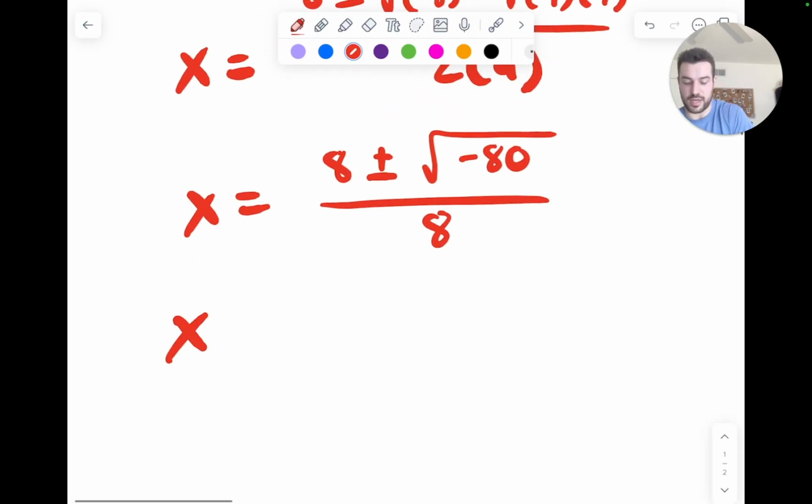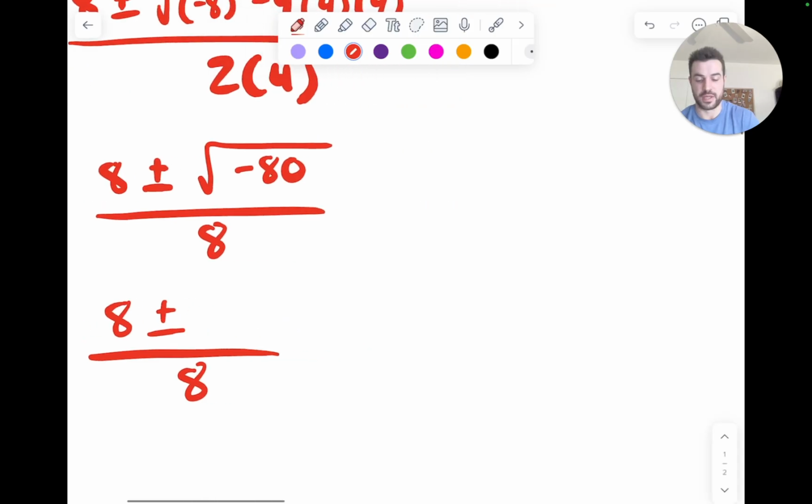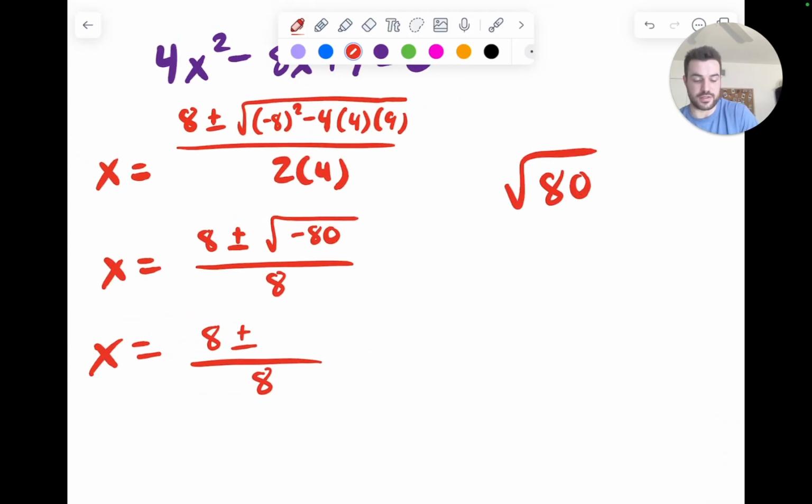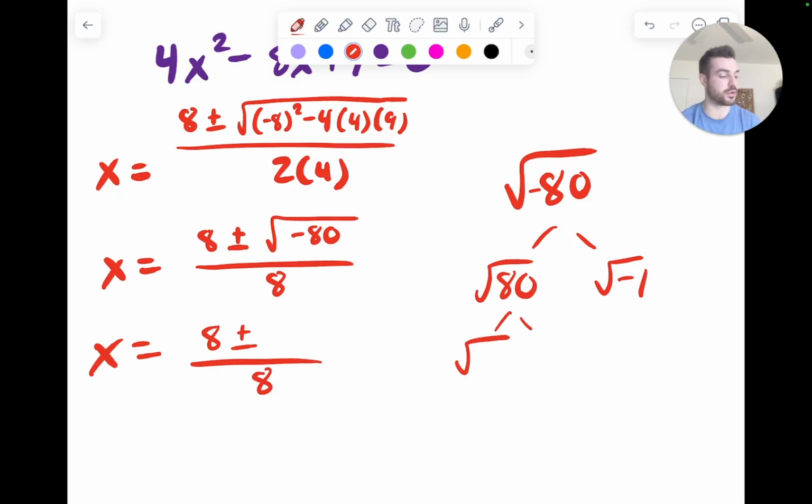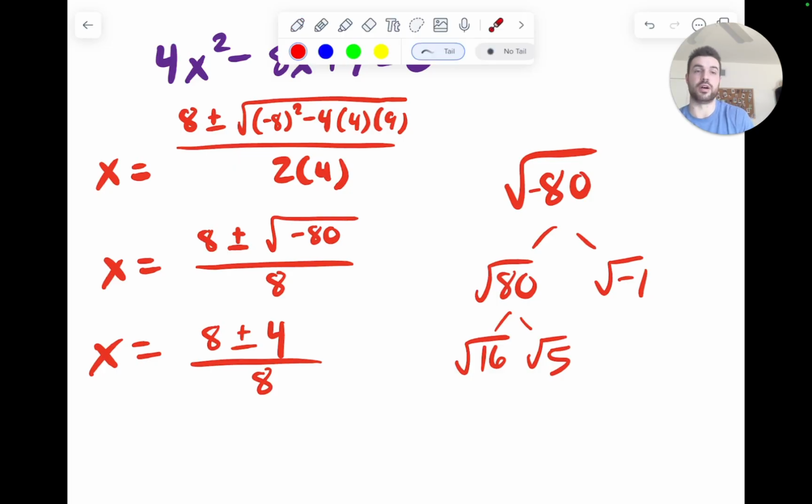And I'm going to do that by splitting my 80 into a couple pieces. So first, I'm going to split it up into a positive 80 and a negative 1. Remember that the square root of negative 1 is going to be our i value. And now I can break up 80 into its biggest perfect square, which is 16 and 5. So when I simplify this, I have the square root of 16, which is 4, the square root of negative 1, which is i, and then I have the square root of 5 that cannot be simplified.